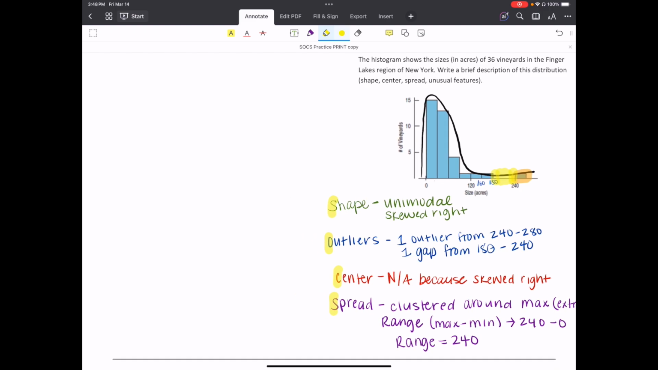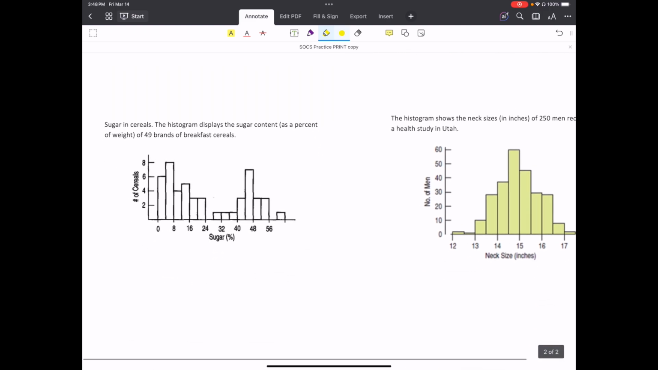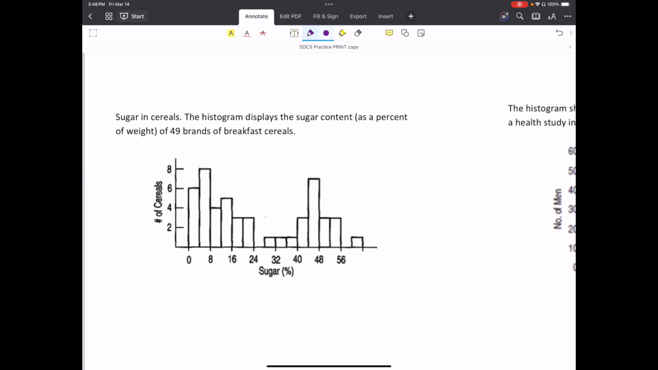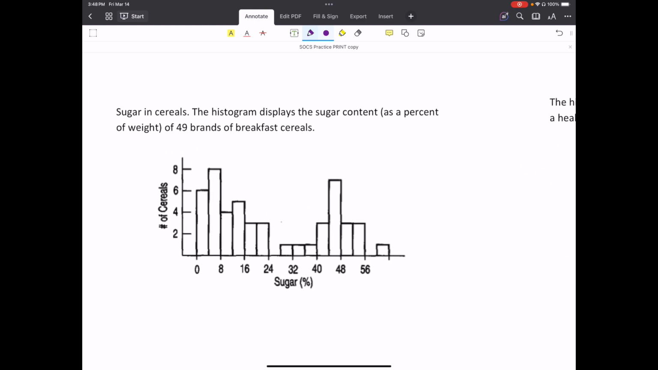Okay, let's do the next one together. So it says sugar in cereals. This histogram displays the sugar content of 49 brands of breakfast cereals. So we are always going to start by outlining our graph. So go up, come down, go up again, come down. That is our description or our outline of our graph.